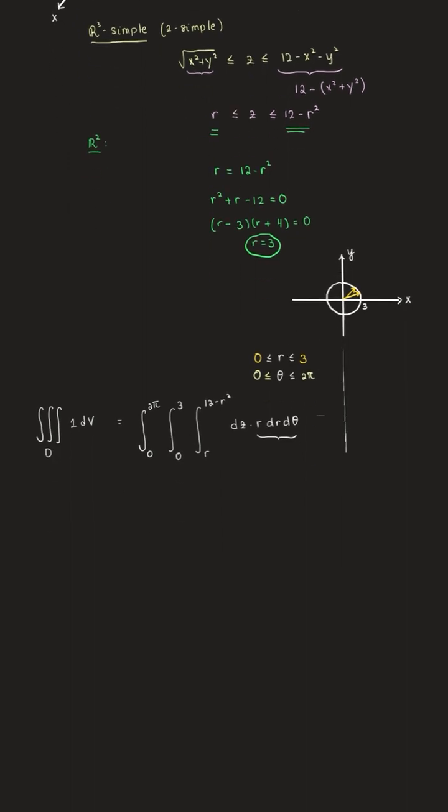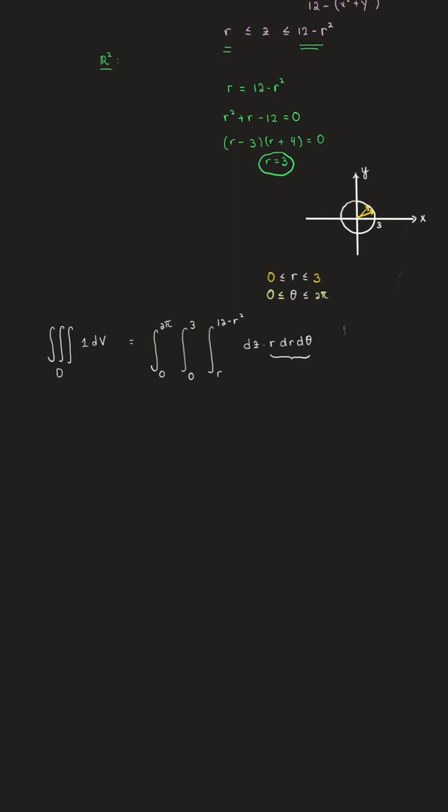r dz dr d theta represents the volume of a tiny, tiny, tiny cylindrical box. There we go. Okay, so let's start integrating.